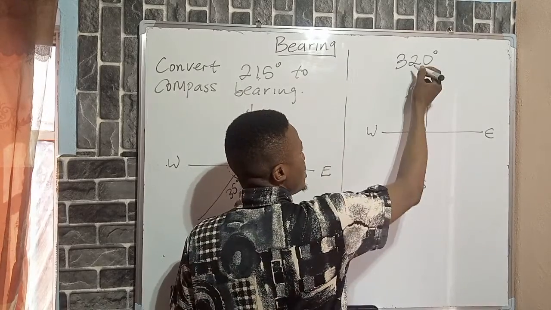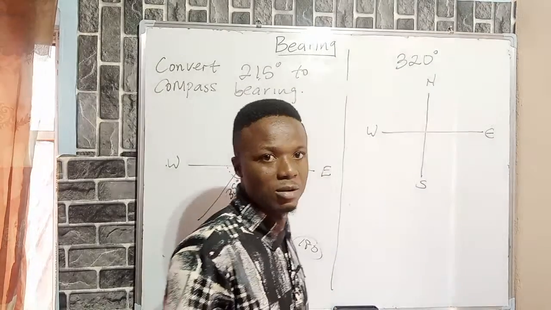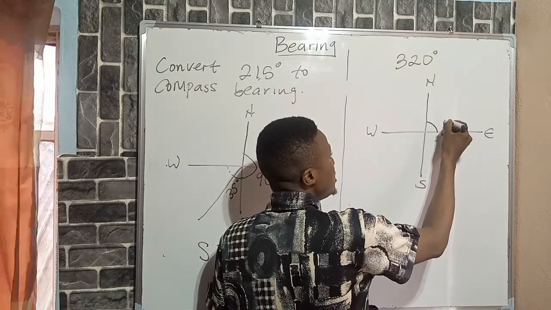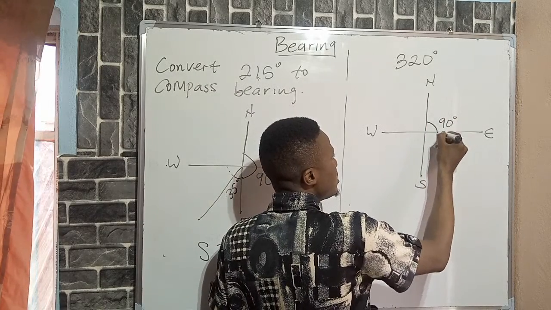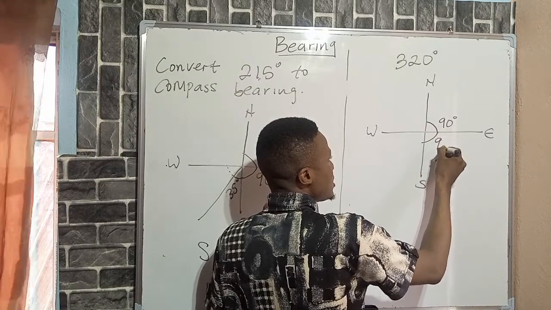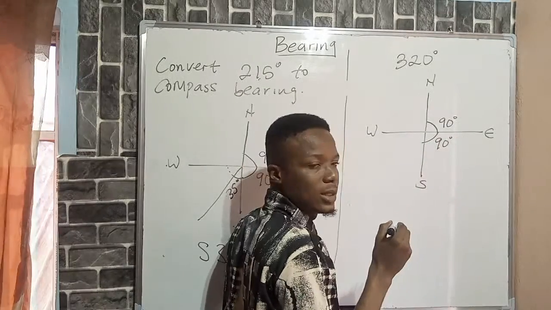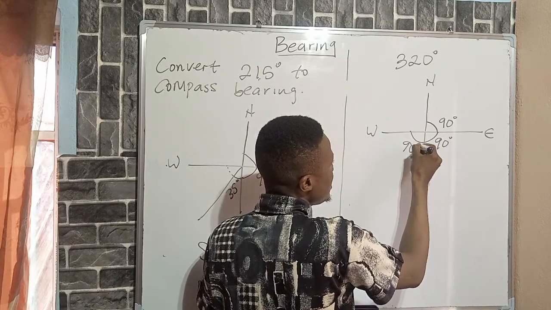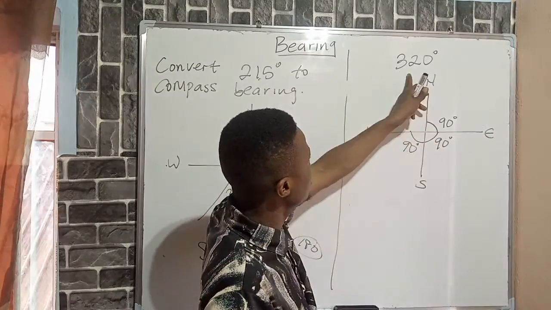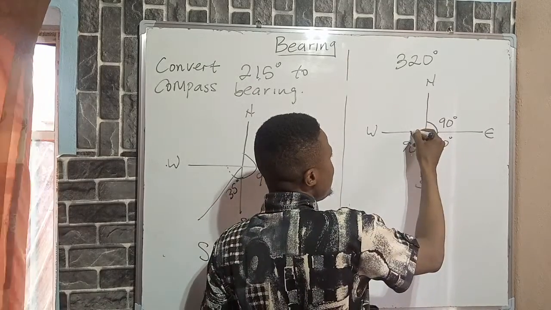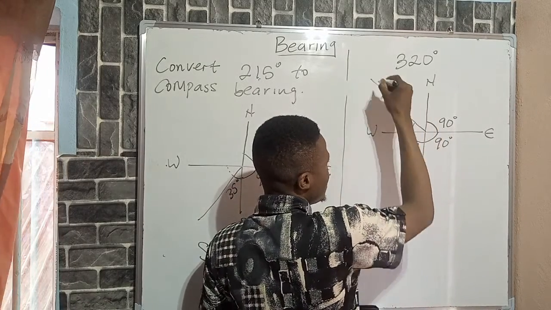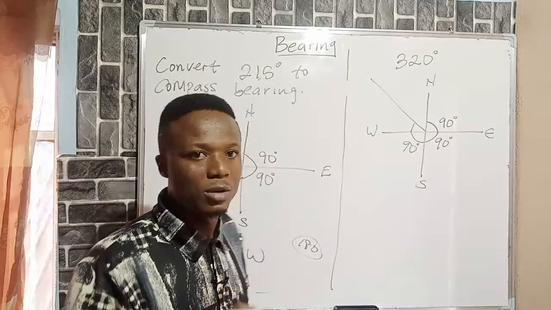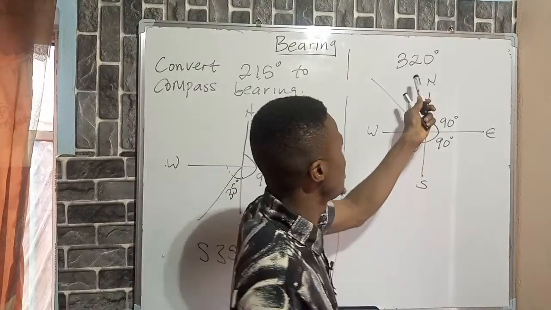So this is 320 degrees. So you start counting 320 degrees. You turn from here to here is 90 degrees. From here to here is another 90 degrees, making it 180 degrees. From here to here is another 90 degrees, making it 270 degrees. And what we have is 320. So it must definitely enter the last quadrant. So 90, 90, 90 is 270 degrees. But what we need is 320.